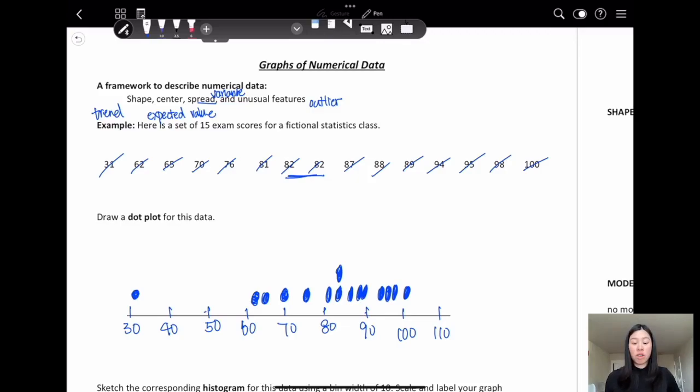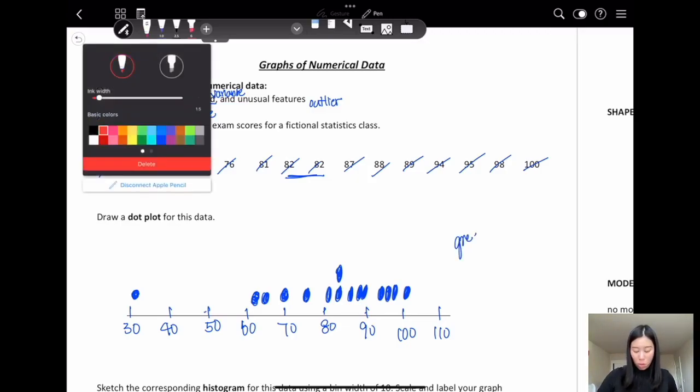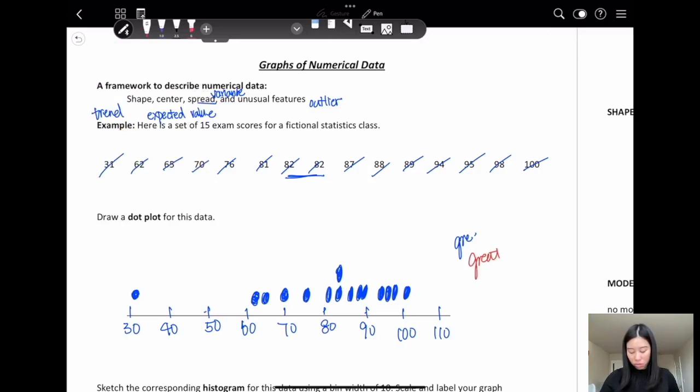A dot plot is great for a small data set. Look, this is just a 15-point data set. We can use a dot plot. But what if you have a large data set, such as a data set with 1,000 data points? In this case, it would be better to do a histogram for the data.